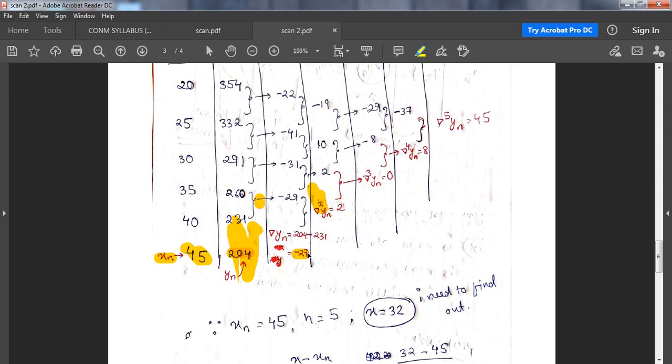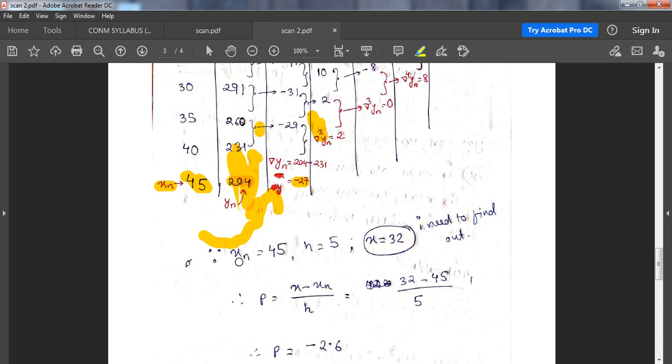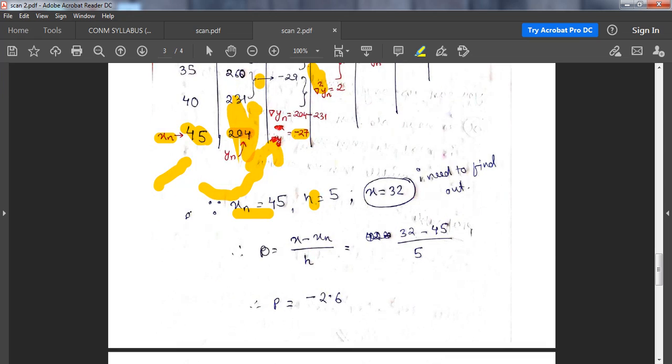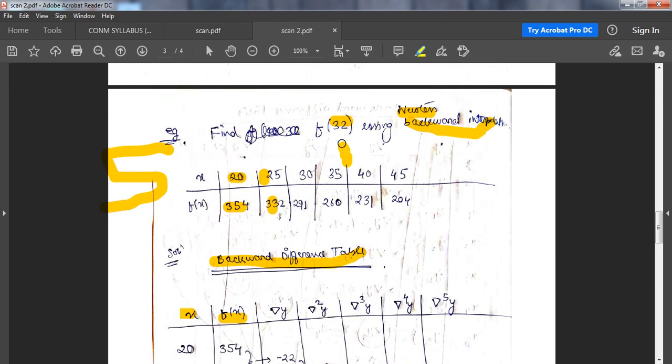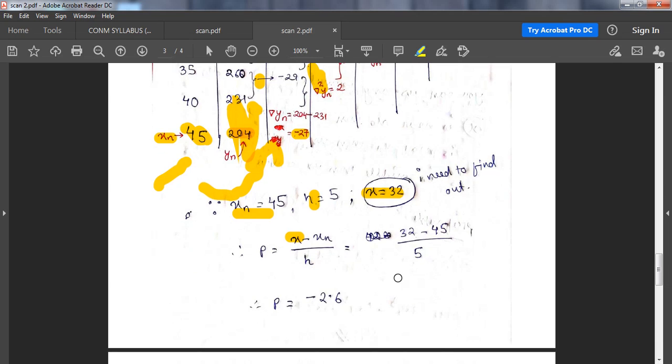It is similar to the forward difference formula which we have seen in the previous class, but in the backward difference formula we start from the back side and take the yn value and del yn value. In this particular formula, what is your xn? As you can see, it is 45. What is your h? It is 5. Then how can you calculate p? You can either keep x as it is, or directly put in the values. From where will you get this x? In the question you have been asked to find the value at 32, isn't it? This is your unknown x value, so just put that x over here and you can calculate your p.